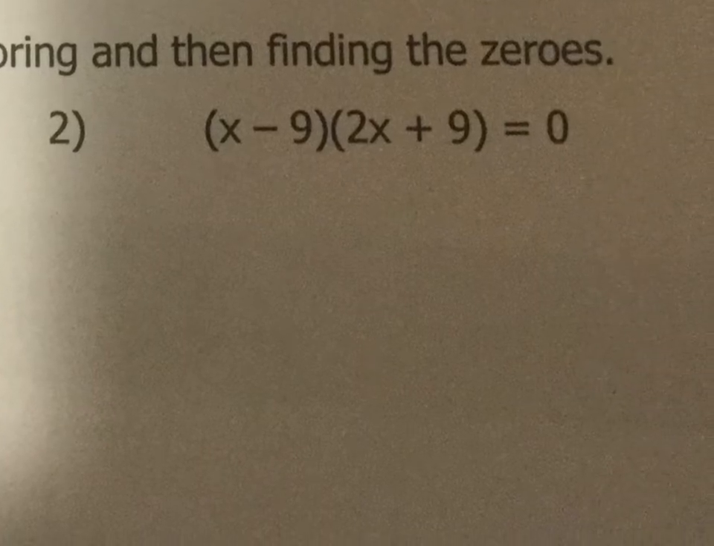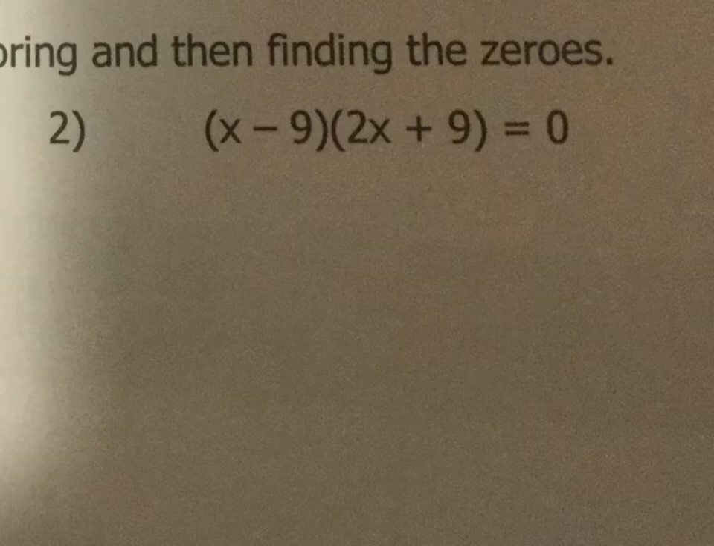x minus 9 times 2x plus 9. Again, we already have our factors set up, and we have the product of these two factors equal to 0. So let's go ahead and set each individual factor equal to 0. x minus 9 is equal to 0, and 2x plus 9 is equal to 0. So all we're going to use is inverse operations to get x by itself.